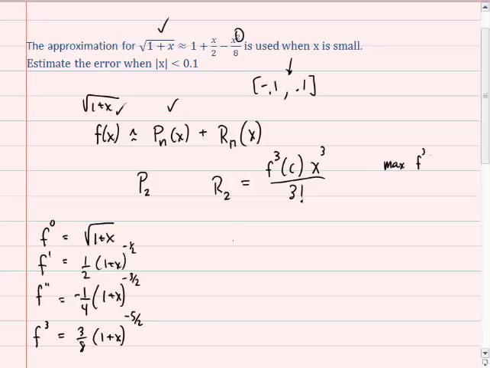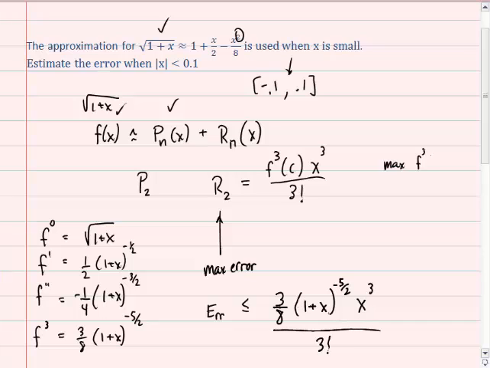I'm going to take my remainder term, and I'm going to consider that to be the maximum error. When I consider error, I'm going to consider the absolute value of error, because error is error. It doesn't matter if it's above or below the value. So when I rewrite this, I'm going to say my error is going to be less than the third derivative, 3 over 8, 1 plus x to the negative 5/2, times x cubed, and that's all going to be over 3 factorial.